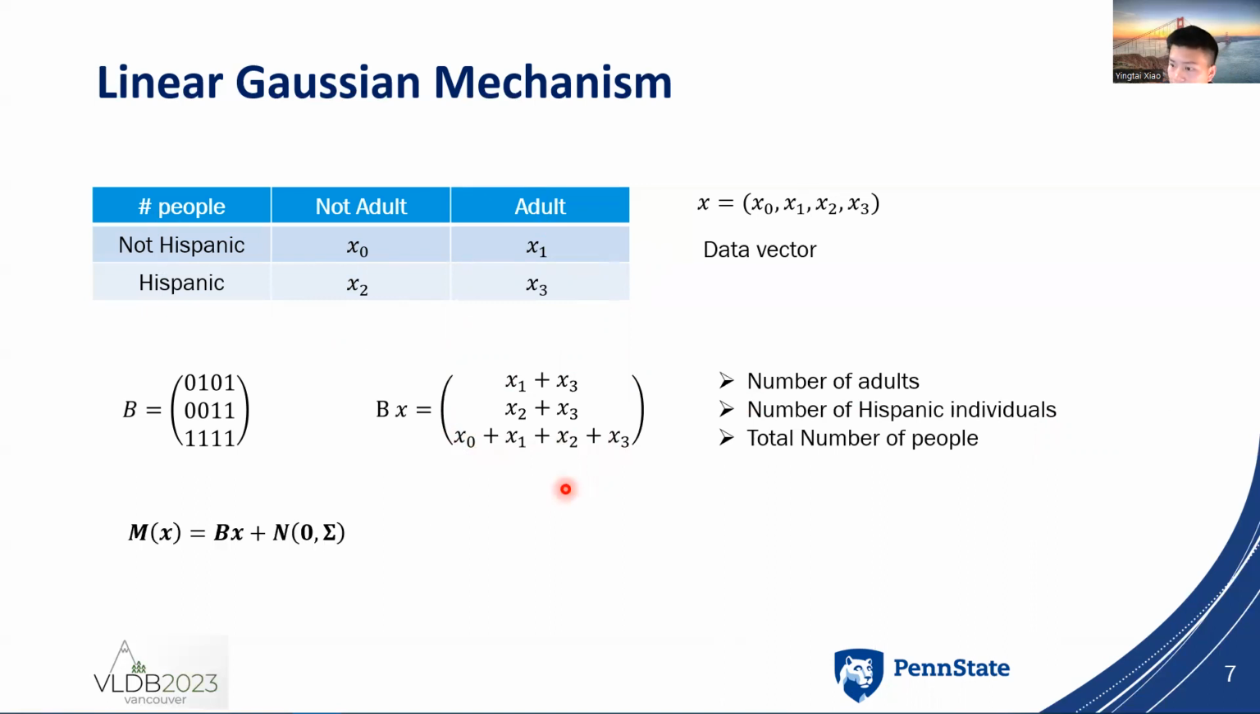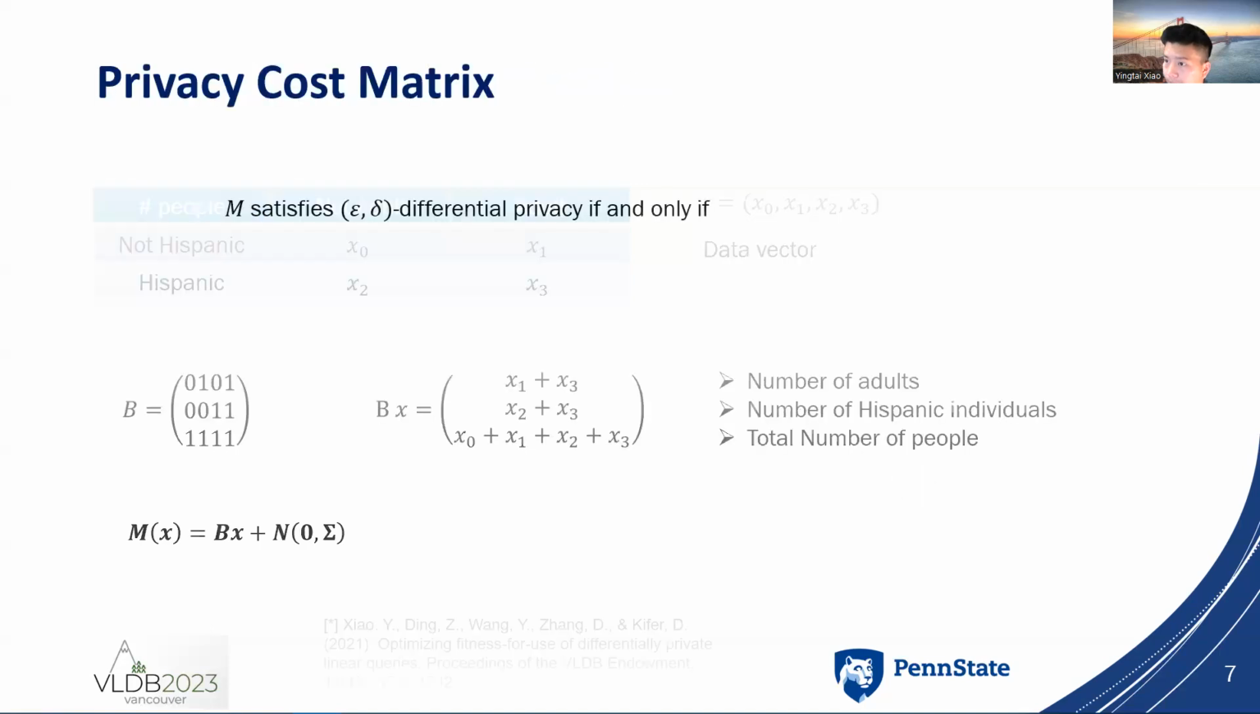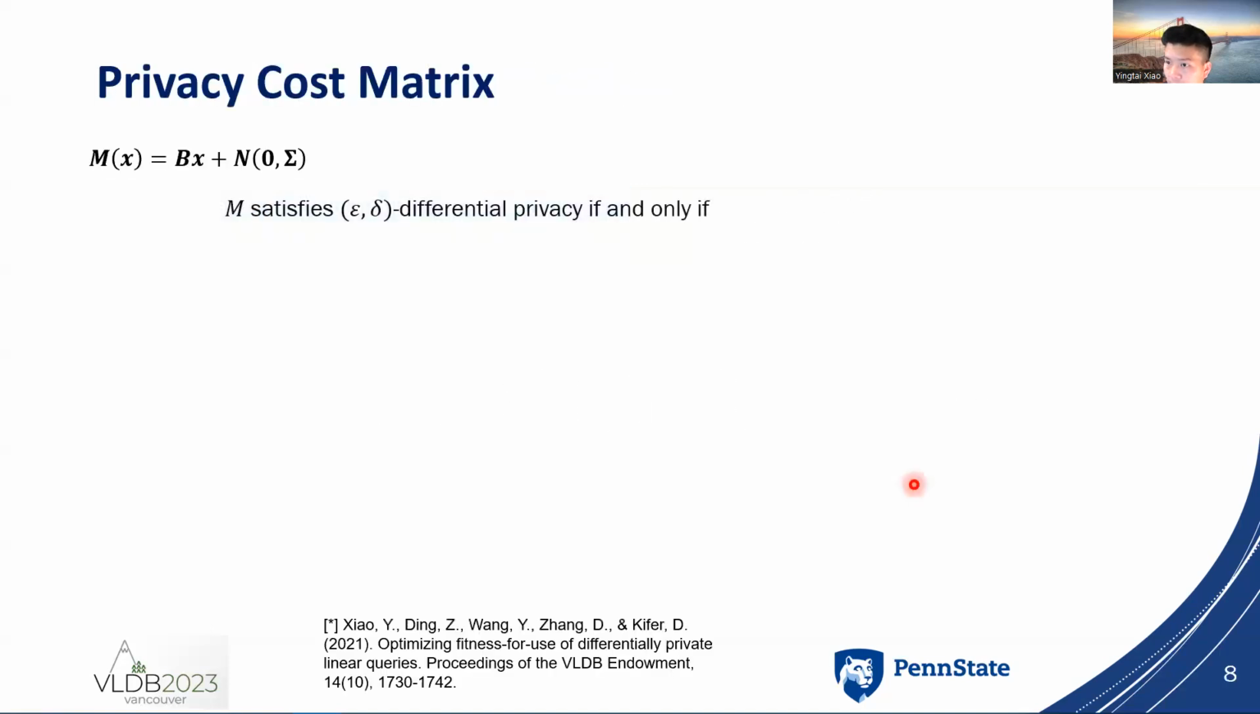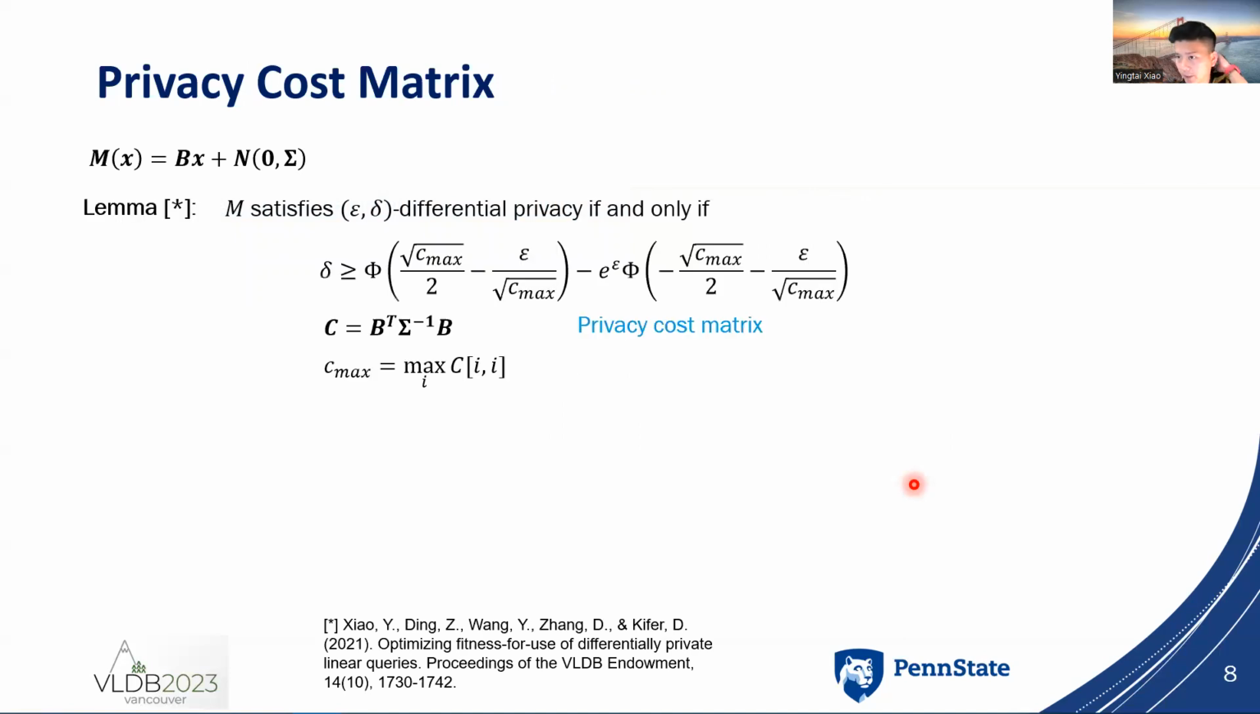And the linear Gaussian mechanism adds correlated Gaussian noise to the original answer to the data set. And we have a theorem to show that this is differential privacy under certain constraints. So we have a lemma here. For the linear Gaussian mechanism, if it satisfies epsilon delta differential privacy, the privacy cost matrix is defined as B transpose times sigma inverse times B. So the maximum diagonal of this matrix should satisfy this condition. Once it satisfies this condition, it can be guaranteed that it satisfies epsilon delta differential privacy.